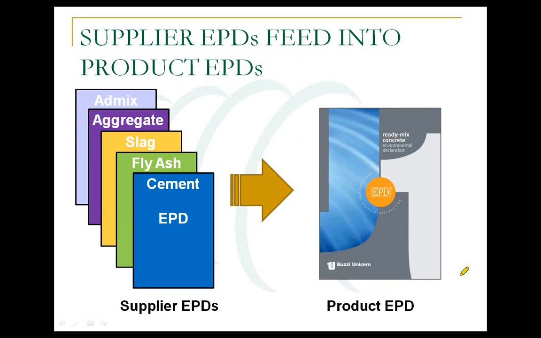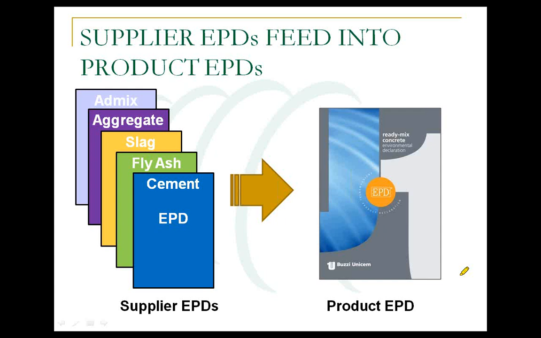Oftentimes we get the question, well, what about ingredients to a product like concrete? Do they need EPDs? In theory, they don't necessarily need EPDs because you can create an EPD for concrete or any other product as long as you have life cycle inventory data about the components or ingredients. It would make things a lot easier, obviously, if we had EPDs for the ingredients in concrete, because then that data would be easily plugged into the concrete EPD.